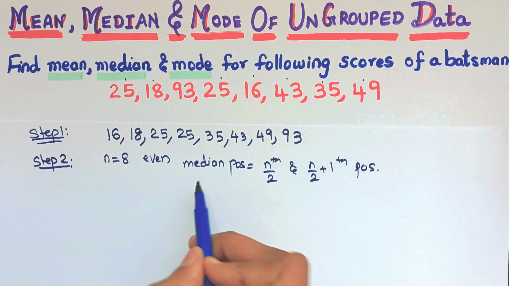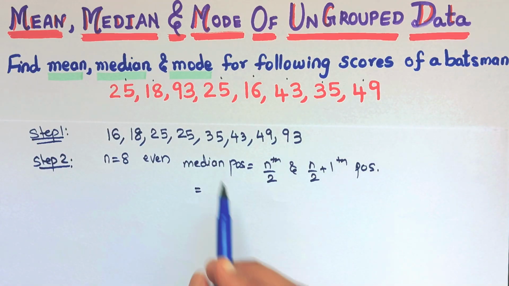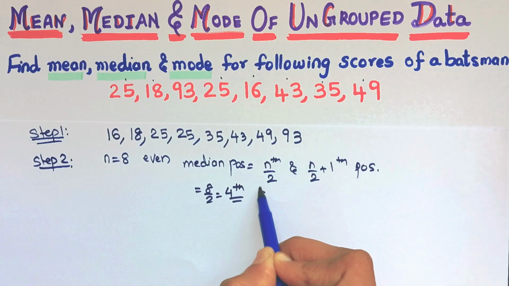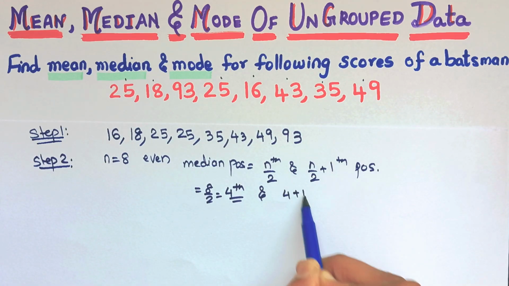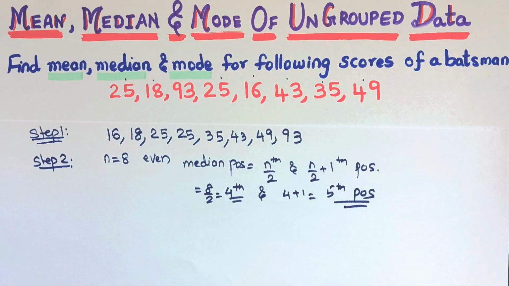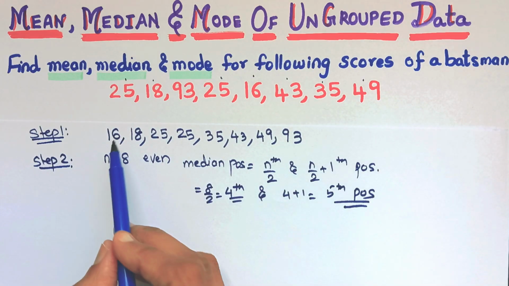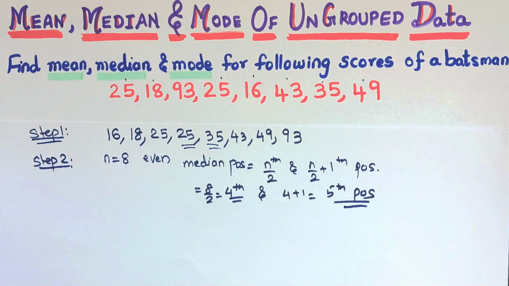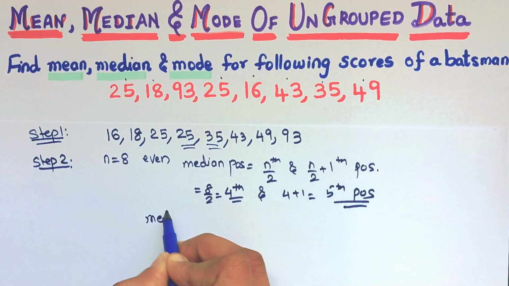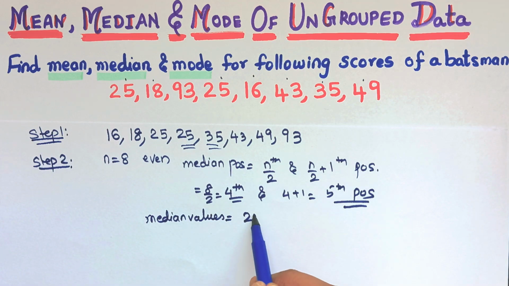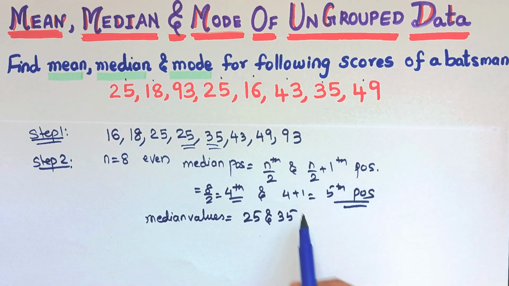So how do I calculate this? N by 2, which is 8 by 2. So 8 by 2, it is 4. So it's the 4th position, and 4 plus 1, that is the 5th position. So your median is in 2 places, friends. See, let's see, 1, 2, 3, 4. This is the 4th and this is the 5th. So you have 2 median values when n is even. So it will be 25 and 35.